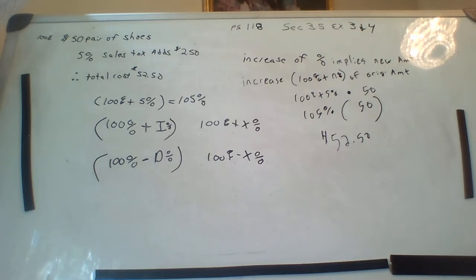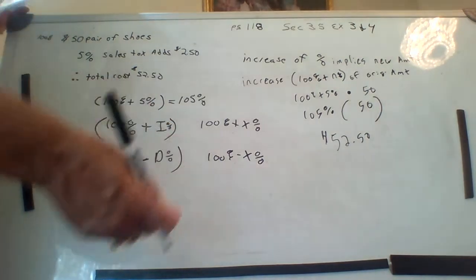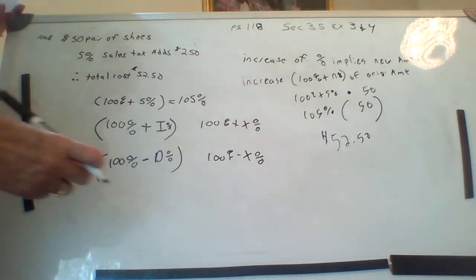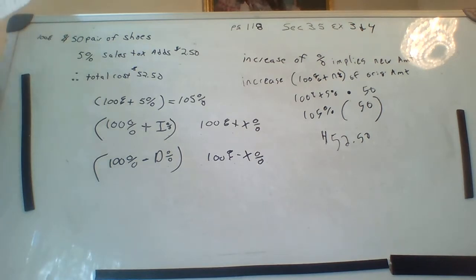But the decrease, so if I was talking about something decreased, then you would take the decrease of the original amount. So I'd take this times, like we did this one, the original amount, and we can find out what a decrease is.